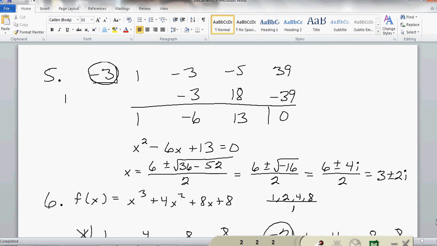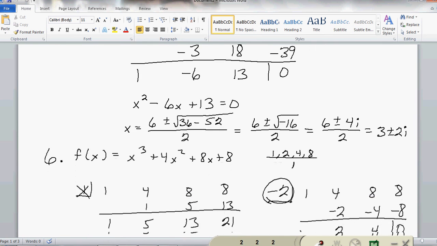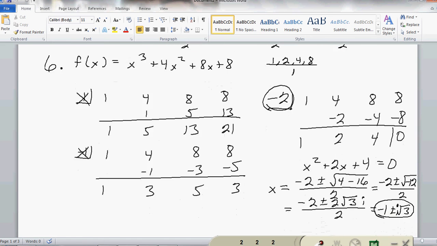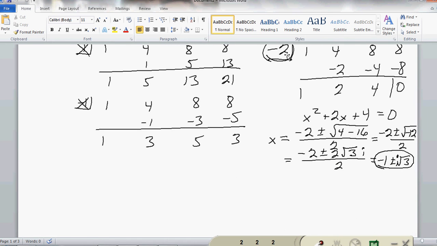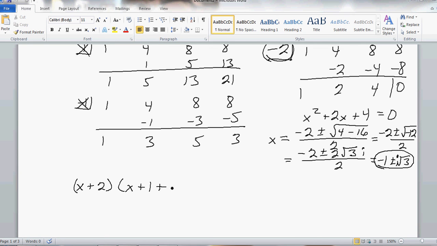And that is, we need to write the polynomial as a product of linear factors. Well, we've done the hard part. We've got negative 2 is one of my zeros. So that's x plus 2. I know negative 1 plus root 3 i is another one of my answers. So that'll be x plus 1 plus i root 3.